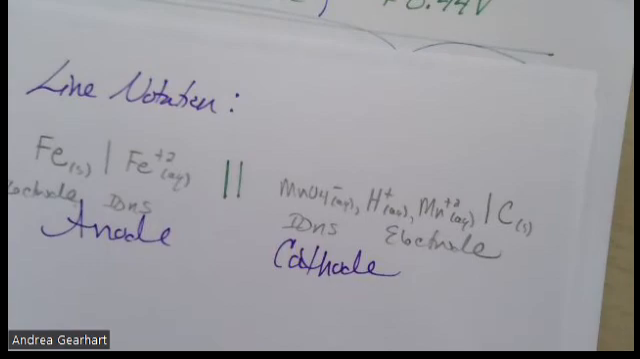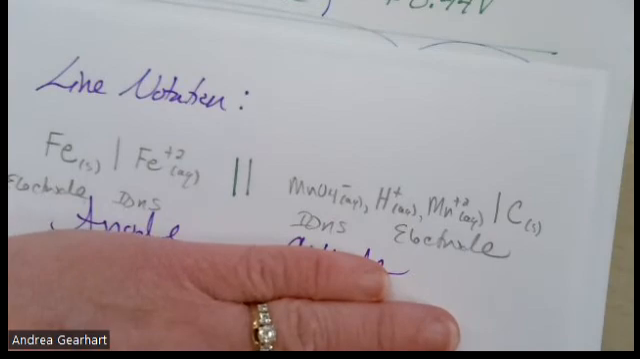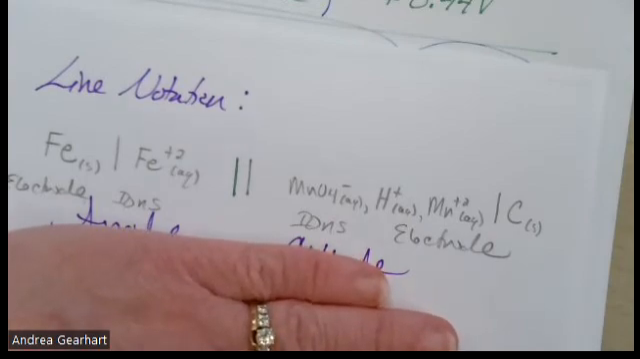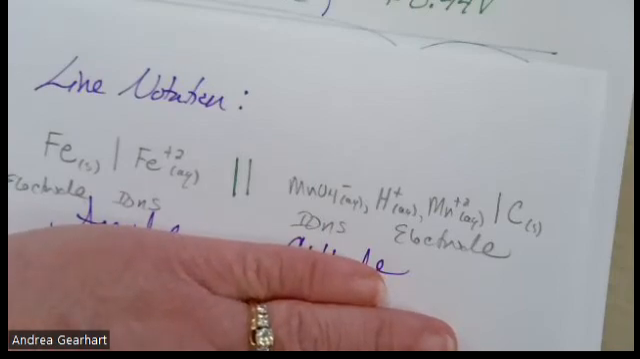So if you are given this line notation, the question might be, what species is the electrode for the anode? What is the electrode for the cathode? What is the ion that's undergoing oxidation, or something else like that? Okay.